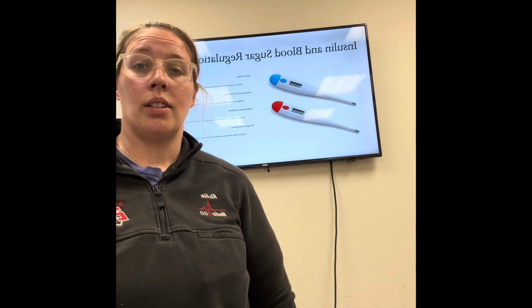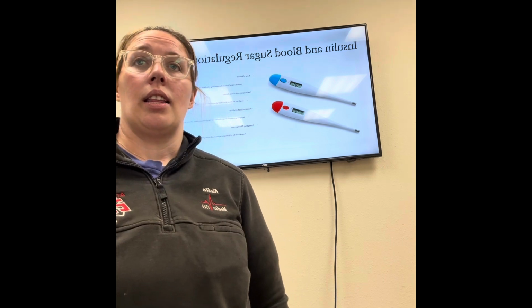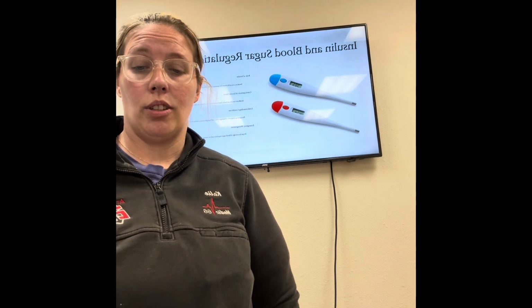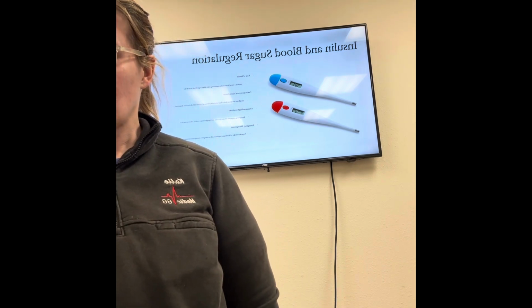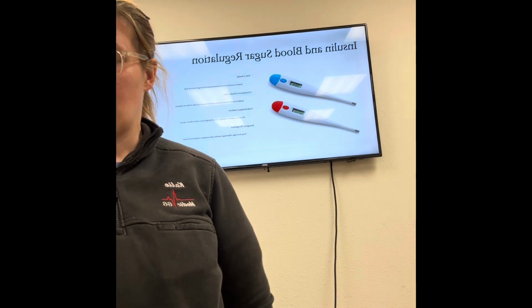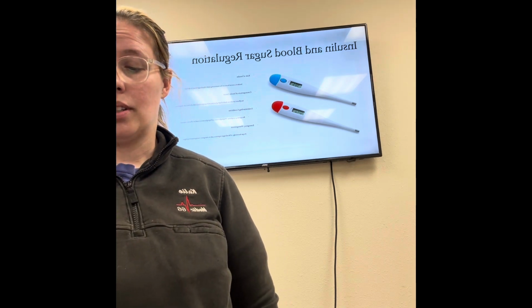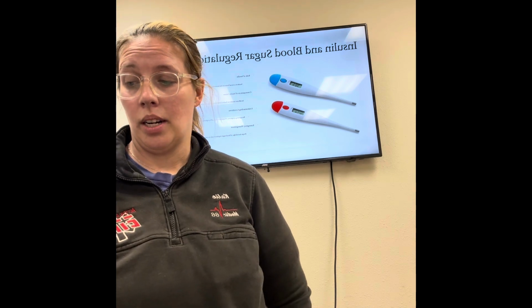Insulin is a hormone that's produced in the pancreas that regulates blood glucose levels. It maintains stable glucose levels and helps the body absorb glucose from the bloodstream.